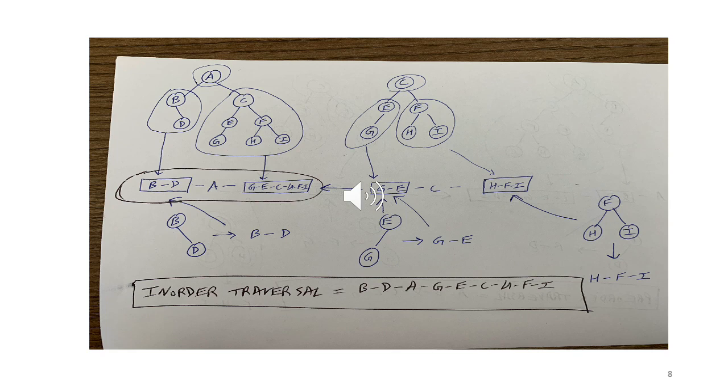So if we're talking about, let's say, node D, and now if we want to run an in-order on just node D, first we have to see what is the left subtree of the tree rooted at D. What is the left subtree for the node rooted at D? It is null. No left child. And what is the right subtree of the tree rooted at D? Again null. So left subtree null, followed by root which is D, followed by right subtree which is null. In the end you get D.